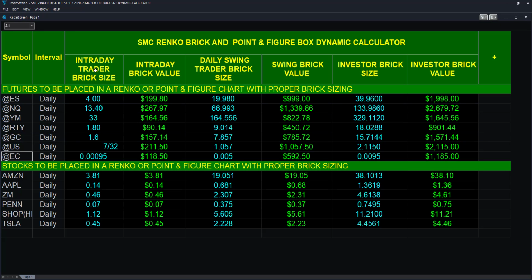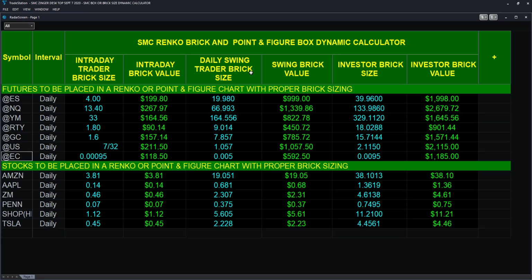The intraday trader brick size for trading the ES in today's market is 4 points. That brick value is $199.80. It's important to understand the brick value. Maybe that's too much. Maybe you need to use 5 micros as opposed to a full mini. Be careful not to cut the brick size down, but to cut down the size of your bet.